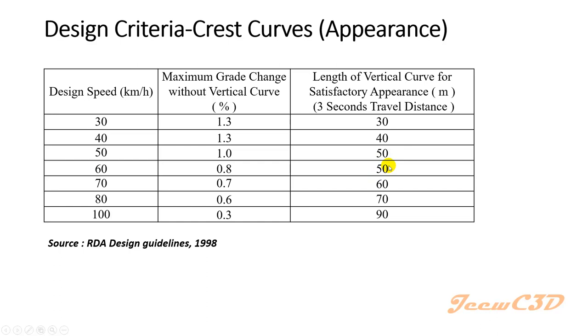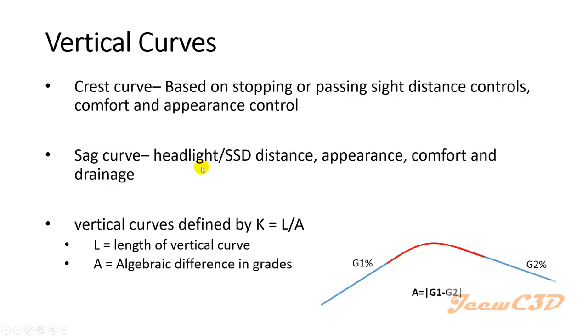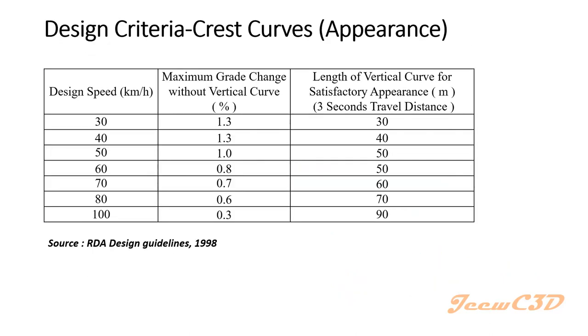Sometimes the gradient change is very low. If the gradient change is very low, you can avoid a vertical curve. So for a design speed of 30, if the gradient change is less than 1.3, you can avoid a vertical curve and only retain the two tangent sections. So consider a situation where you have a 1% upgrade, and again it is upgrading at a 0.9% gradient, so the percentage change is 0.1%. In that case, for a design speed of 30, you can have 1.3 or less.